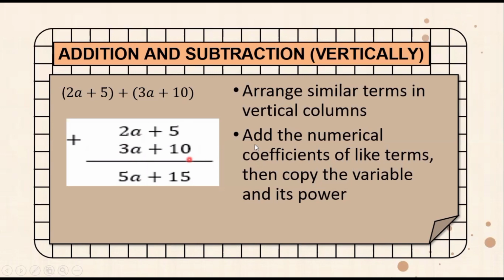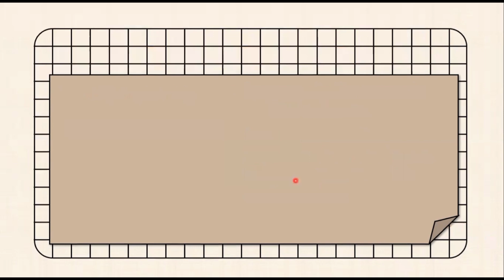And then, after that, you have to add the numerical coefficients of like terms, and then you copy the variable and its power. So, 2a plus 3a is equal to 5a. 5 plus 10 is equal to 15. So, that's how you add now and subtract polynomials using the vertical method. Or adding, subtracting polynomials vertically.